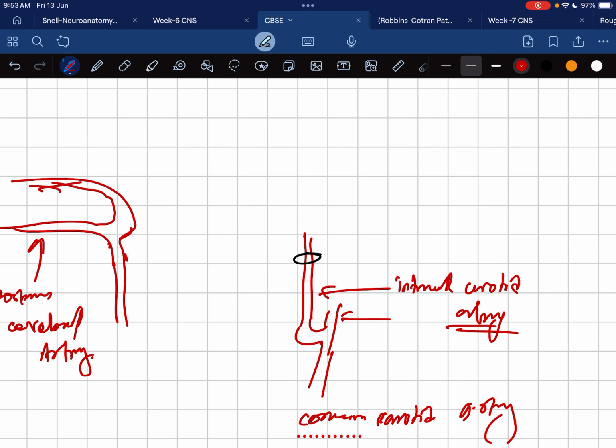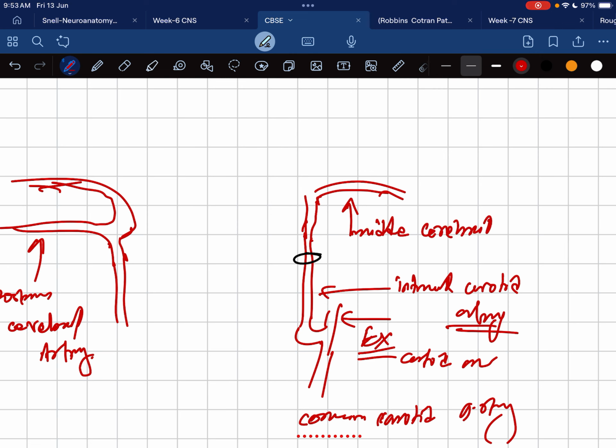and this is the external carotid artery. The internal carotid artery goes and forms the middle cerebral artery, and also forms the anterior cerebral artery.